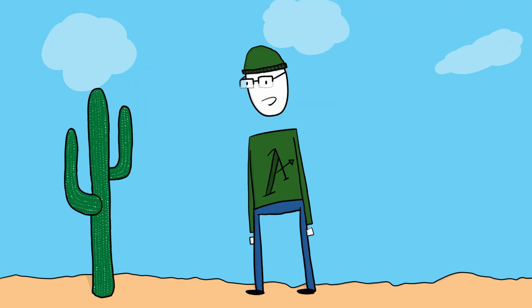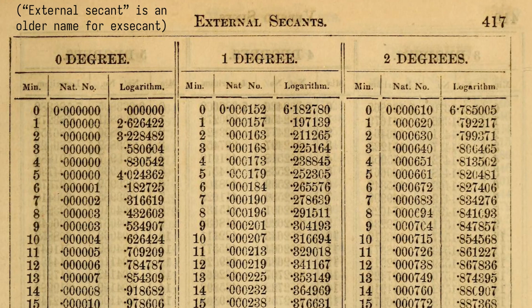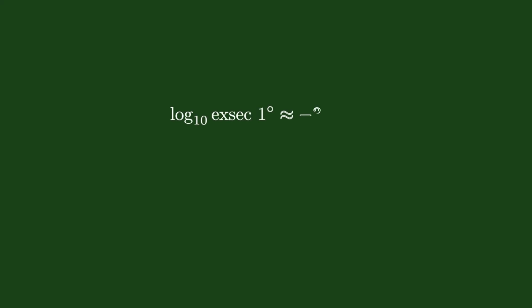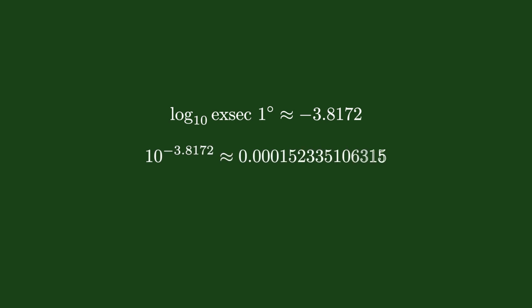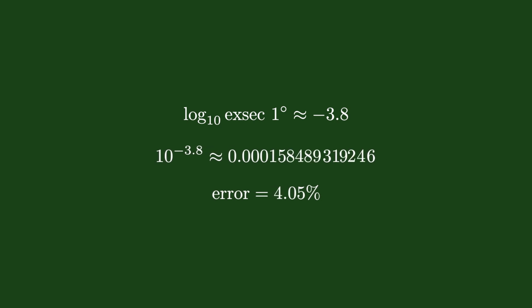So there's also a bit of a complication. You don't put the EXSECANT in a trig table. You put the logarithm of the EXSECANT in. Watch, the log of EXSECANT 1 degree is negative 3.8172, and if you then take 10 to the power of that, you get 0.005% error. Even if you go down to just one decimal place, the error is just 4%.